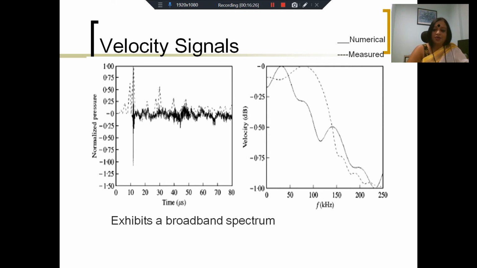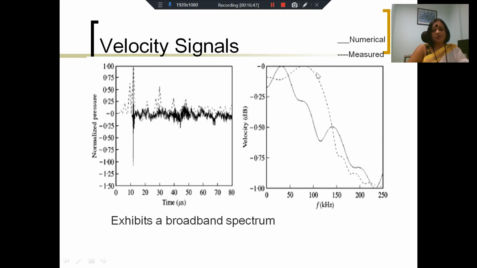tanks. As you can see, this has a broadband spectrum, and therefore it is possible to use any frequency bandwidth for measurement. We can see that at low frequencies the magnitude is very high, and the magnitude keeps on decreasing as we go towards the high frequency range.